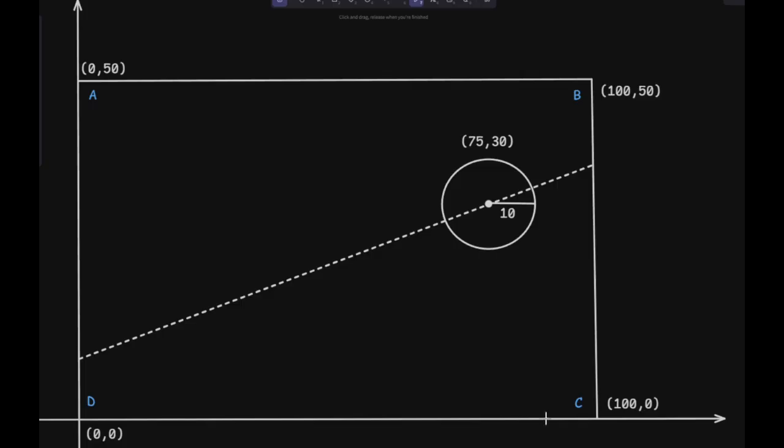So the center would be from 0 to 100, cut that in half, would be 50, comma, and the height is 0 to 50, 25. So that'd be 50, comma, 25. So I'll put that somewhere here. So that'd be 50, comma, 25. And so now we have 2 points, this point here and this point here. And all we need to do is calculate the slope between them.